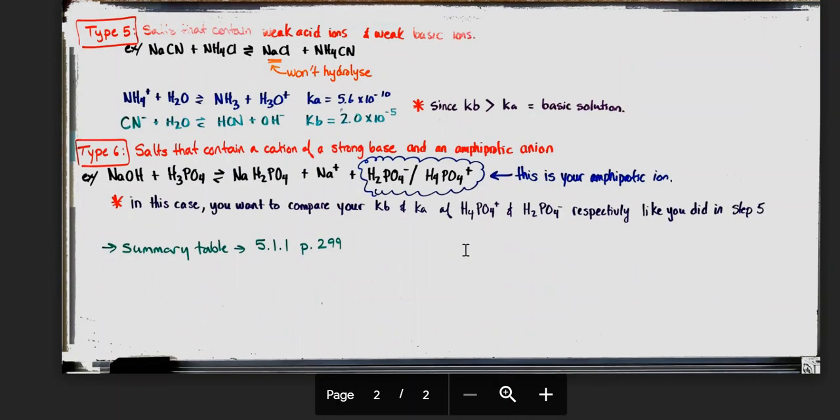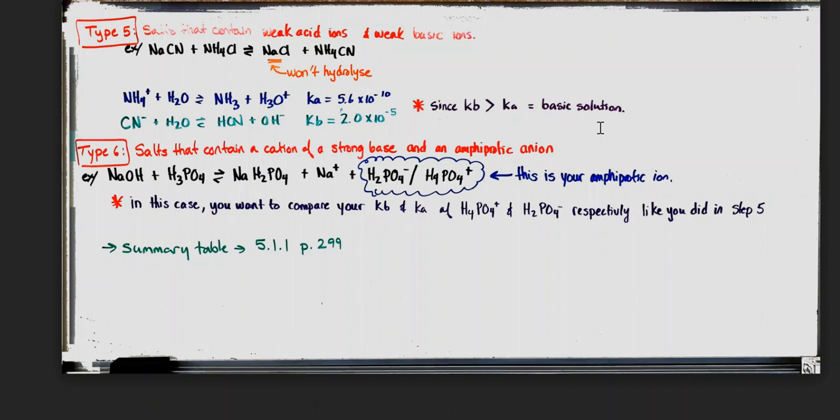Type 5, these ones I'm not really worried about you knowing how to do the reactions for, but there are certain weak acids and weak bases that won't hydrolyze. Salts that contain weak ions, both weak acid ions and weak base ions, partly won't hydrolyze, because they'll generally have sodium or something like that in them. So I've got sodium chloride here and ammonium cyanide. This gives me a Ka and here's my Kb. If the Kb is larger than the Ka, it's going to be a basic solution.